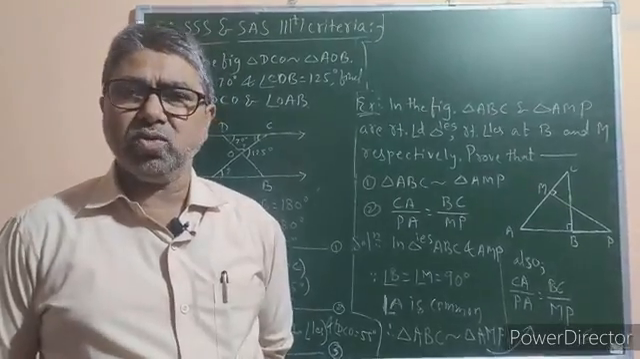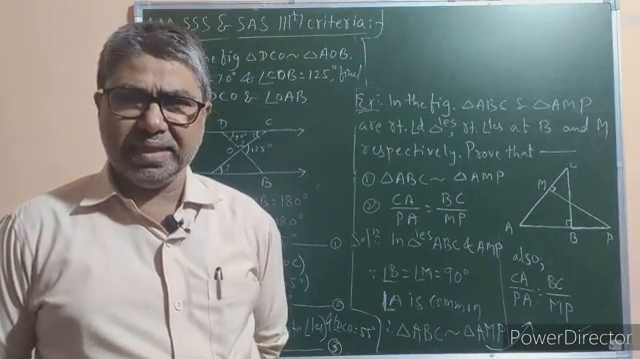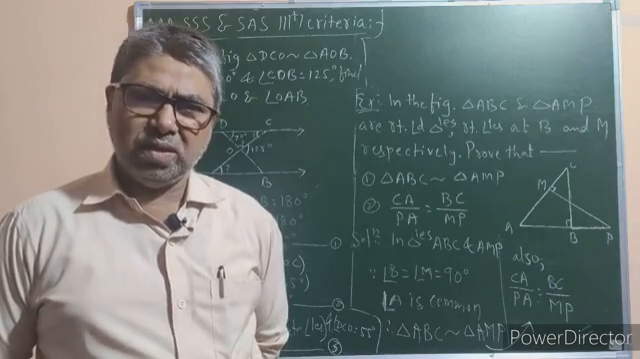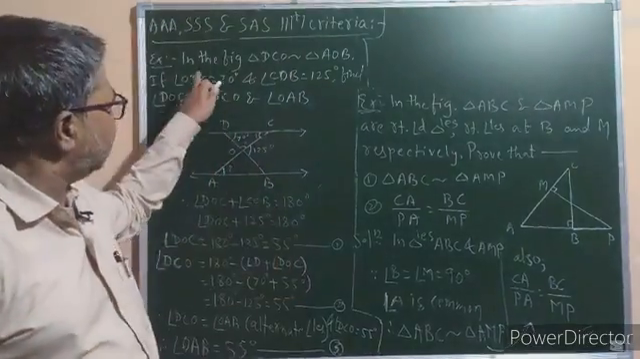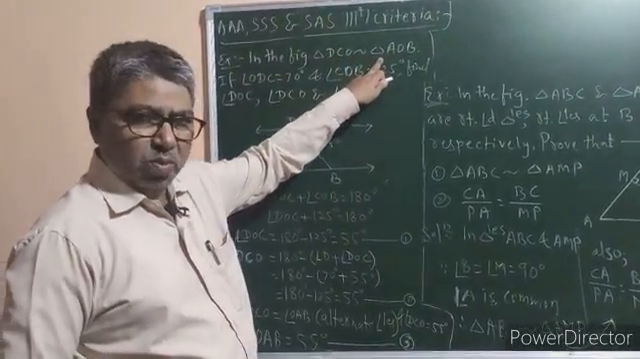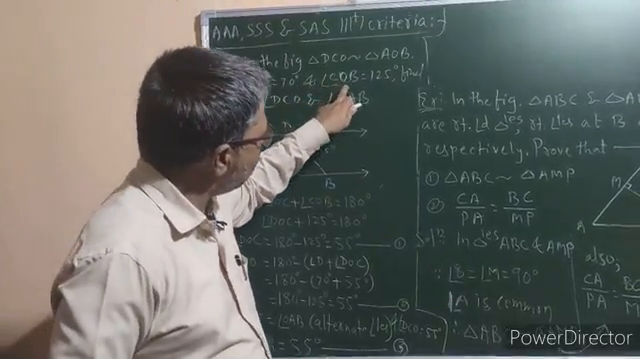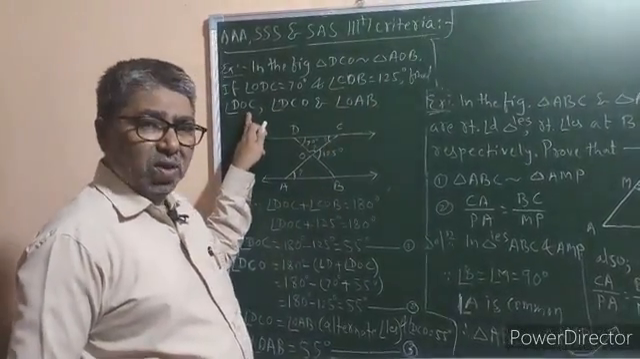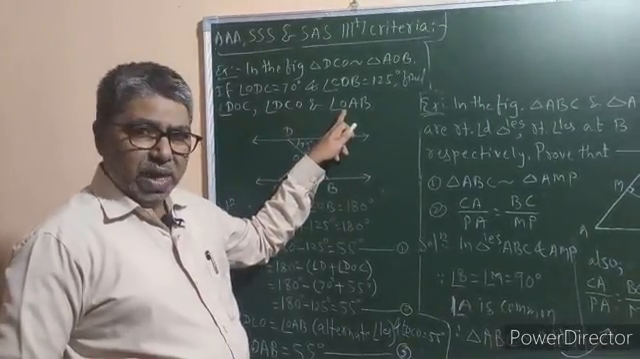We are solving examples on AAA, SSS and SAS criteria of similar triangles. We have seen a few examples. Now in this video let us see a few more examples. The first example is in the figure. Triangle DCO is similar to triangle AOB if angle ODC is 70 degrees and angle COB is 125 degrees. Find the measures of angle DOC, angle DCO and that of angle OAB.